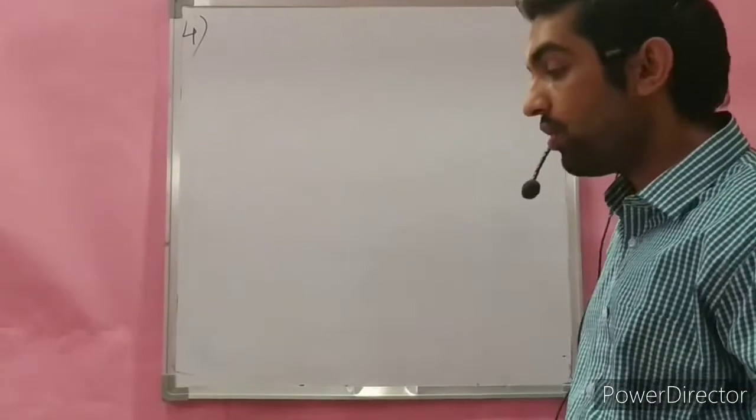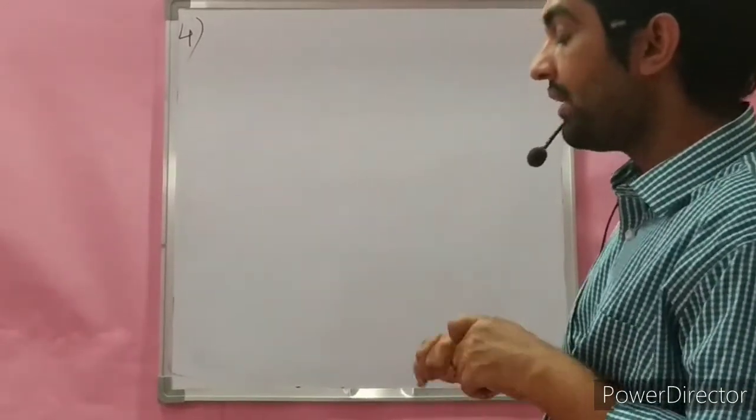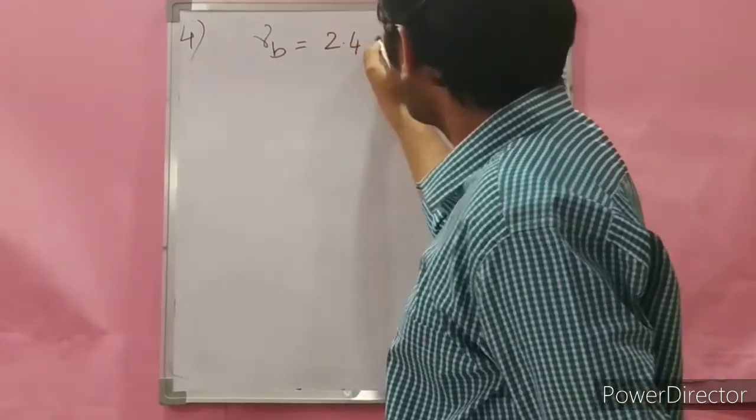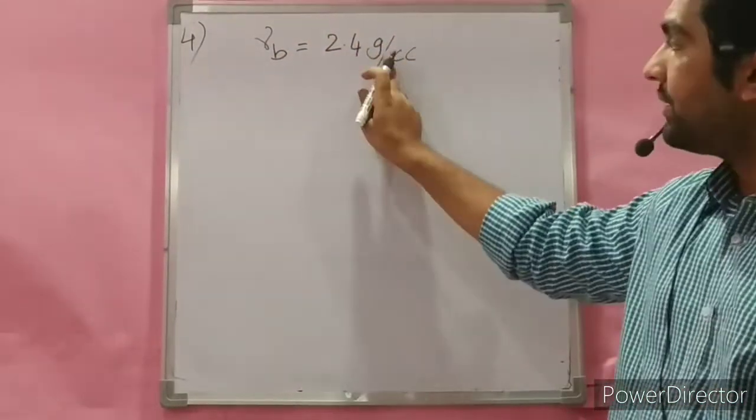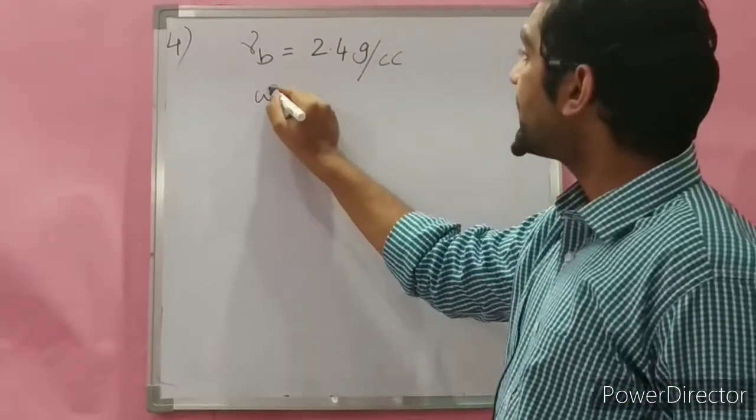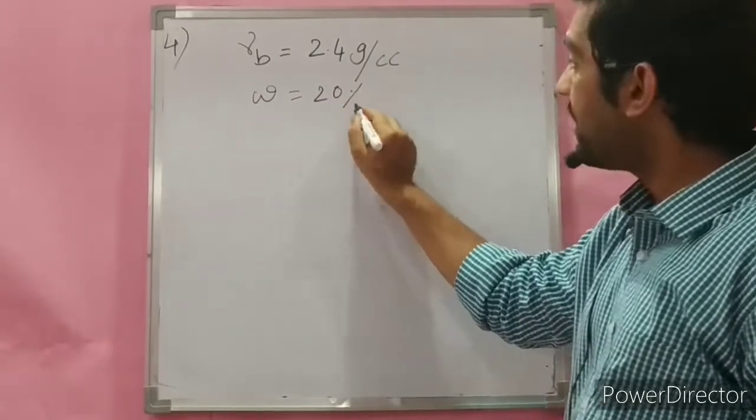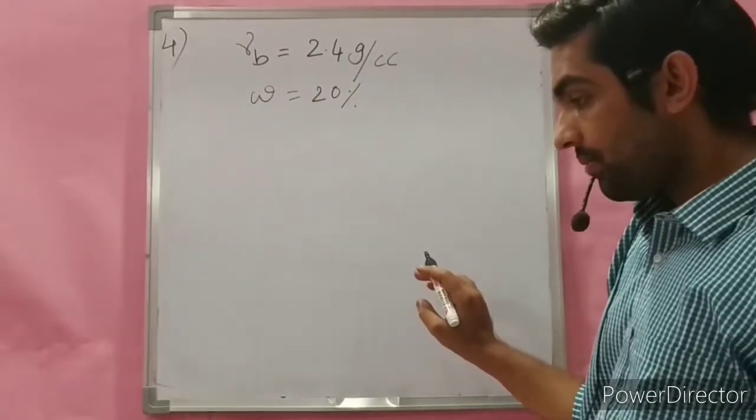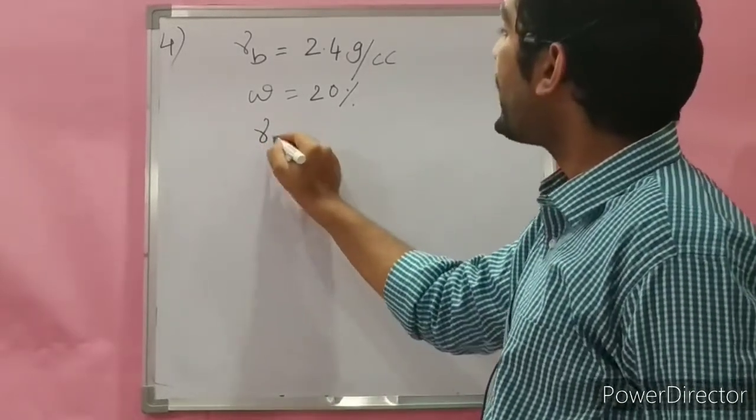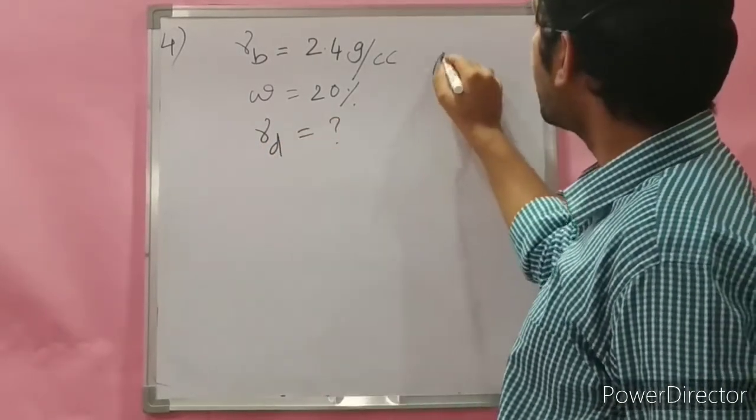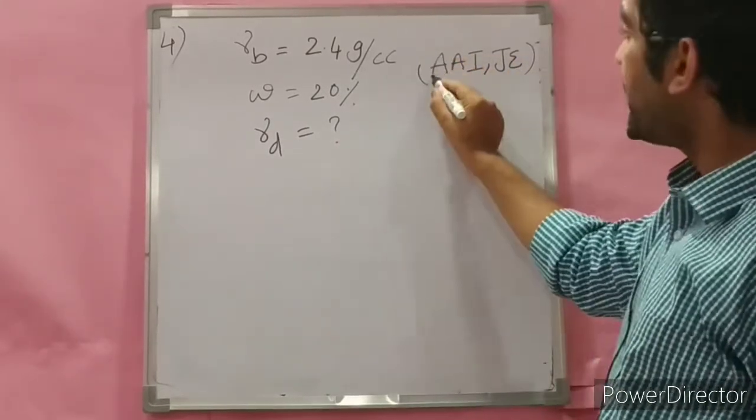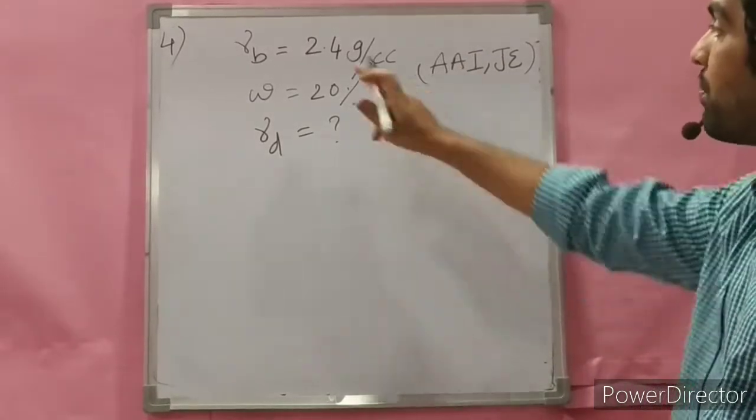For question number 4, a soil sample has a bulk density of 2.4 gram per cc. Gamma bulk is 2.4 gram per cc. Here see the unit, gram per cc. And the water content is given as 20%. Find the dry density of the sample in gram per cc. You are asked to find gamma d. This problem was asked in the Airport Authority of India Junior Executive exam.